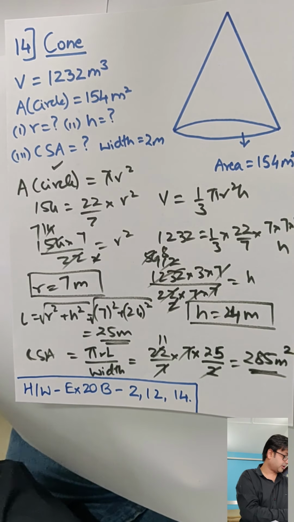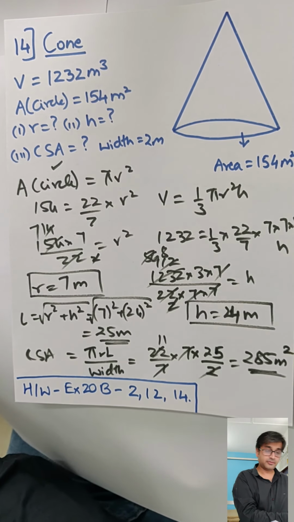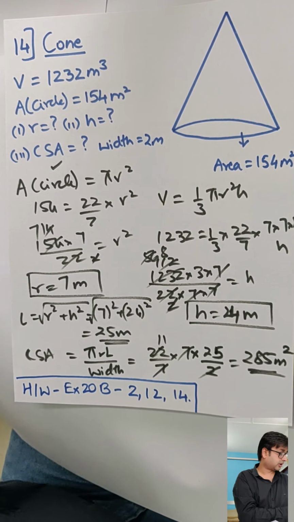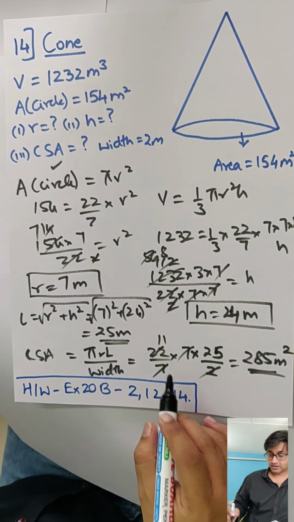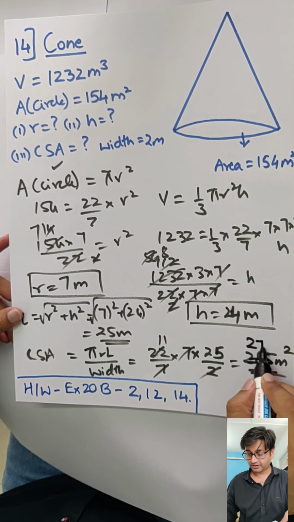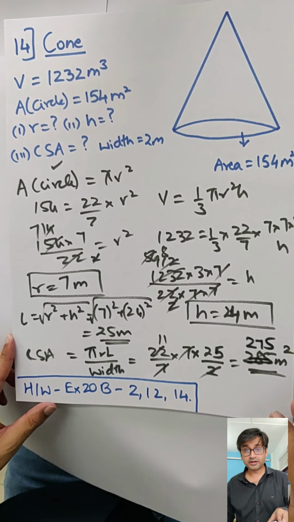I'm just wanting to check it, so give me a minute. 20B, sum number 14, 275, not 85. Yeah, this is wrong. 275. My bad. I'm sorry. Got it?